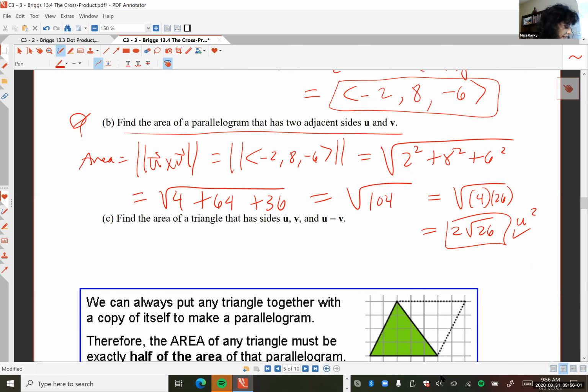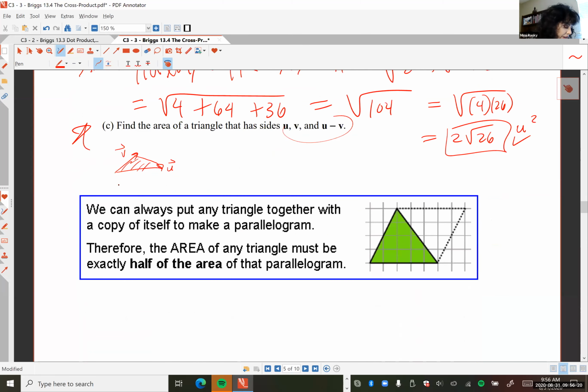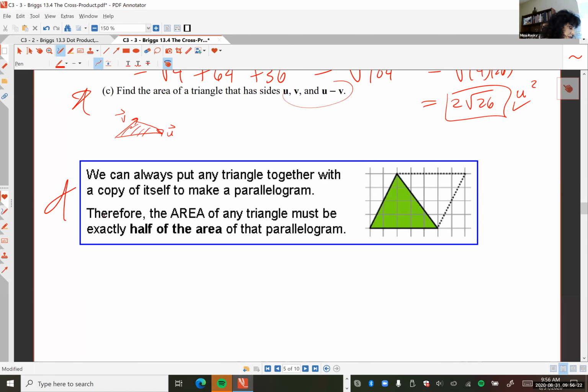And then the letter C, here's the weird part. I didn't give you how to find the area of a triangle having u and v as adjacent sides, but I'll draw a picture. Here's a triangle having u and v as adjacent sides. How do you find the area of the triangle that has u and v as adjacent sides? Well, here's the fact you're going to use to help you get the answer.